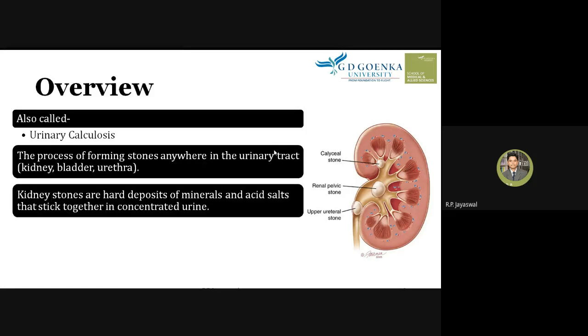Kidney stones are hard deposits of minerals and acid salts that stick together in concentrated urine. So, what is a kidney stone? What is urinary calculosis? First of all we need to define it: it is the process of forming a stone anywhere in the urinary tract. The urinary tract starts from the urethra to the urinary bladder, then the ureter, then the renal pelvis, and then the kidney. Anywhere in these you can see stone formation.